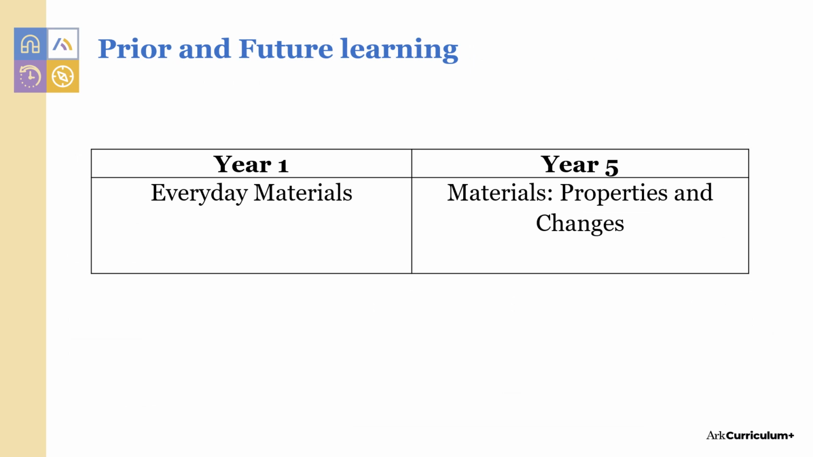Throughout all the year groups and all the units, every science unit builds on prior and future learning. The main units we've highlighted as being prior and future learning are Year 1 Everyday Materials and Year 5 Materials: Properties and Changes. For more information on the links of prior and future learning, please look through the unit planning guidance for this unit and the science progression document.